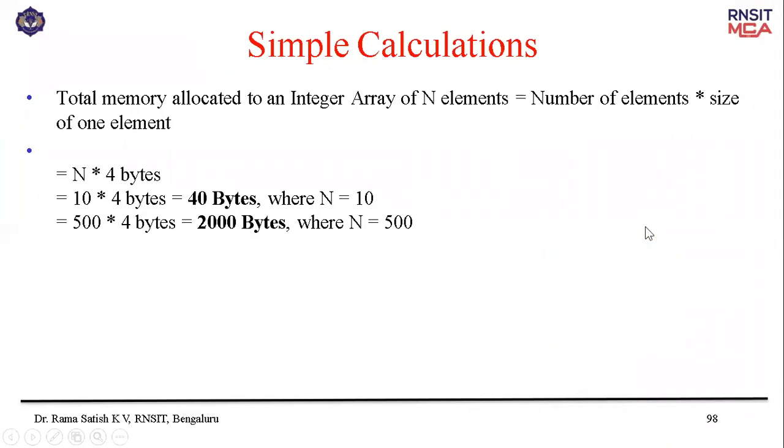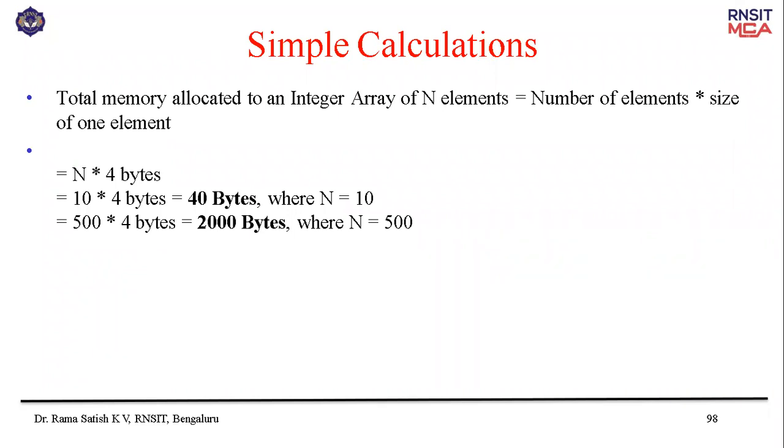So the total memory allocated for an integer array of n elements is equal to the number of elements into the size of each element. So here n is the size of the array, and 4 bytes are occupied by each element. So n into 4, so it is 40 bytes. If it is 500 elements, 500 into 4, so it is 2000 bytes. Like this, you can go ahead with a simple calculation.